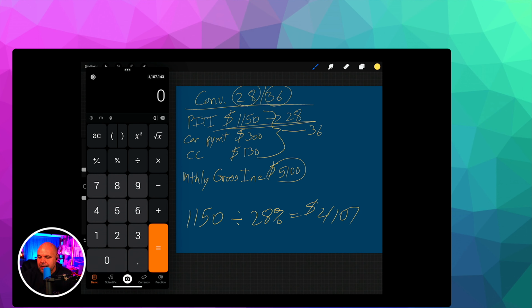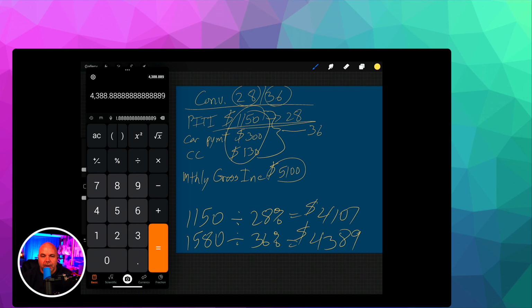And then let's take the whole thing, PITI plus recurring debt, 300 plus the 130. So the total everything is 1580. So 1580 divided by this time 36% is 4389. Good news. Happy borrower. They more than qualify.